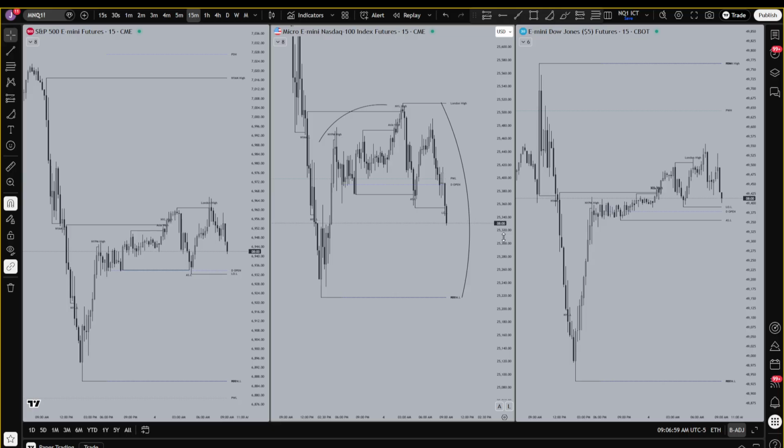Ideally off the open, I look for some kind of manipulation, retrace or something, and then just continue downwards. See what happens.